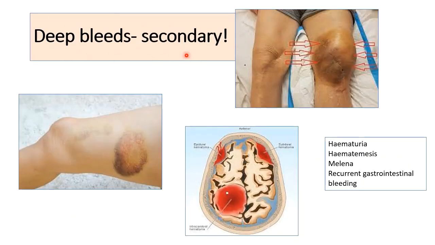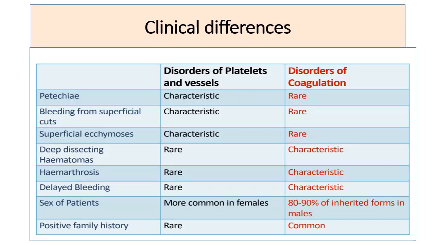Now deep bleeds are a clue towards the secondary hemostasis, like hemarthrosis, CNS bleeds, hematuria, hematemesis, melena, recurrent GI bleeds. They are all clues towards secondary hemostasis. So just to highlight the clinical differences between the platelet disorders and the disorders of coagulation, petechiae, superficial bleeds, superficial ecchymosis are all characteristics of platelet disorder, whereas deep dissecting hematomas, hemarthrosis, delayed bleeding are all characteristics of coagulation disorders.